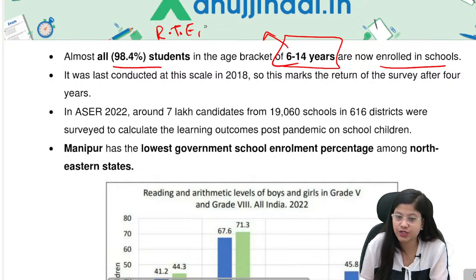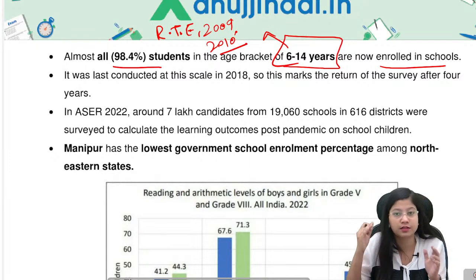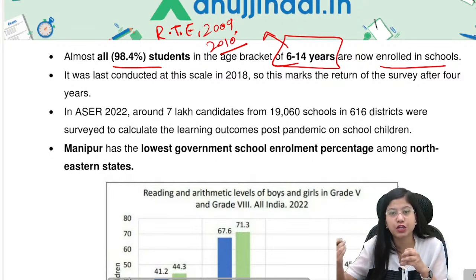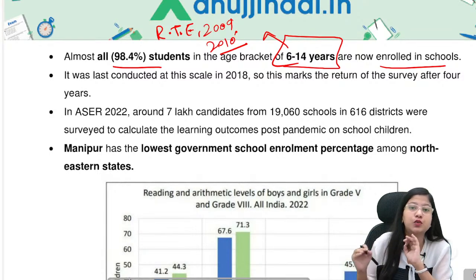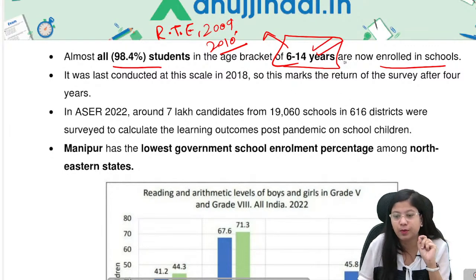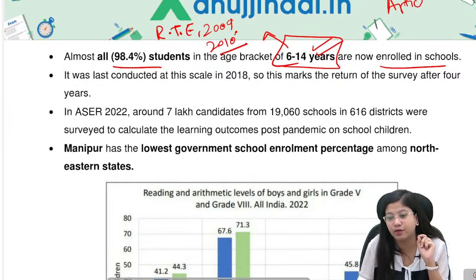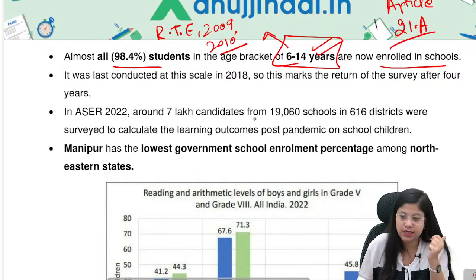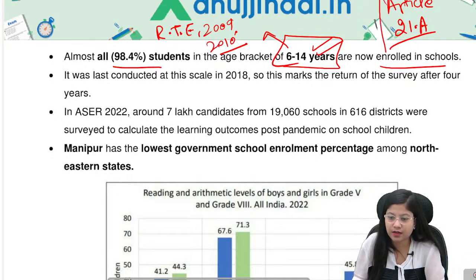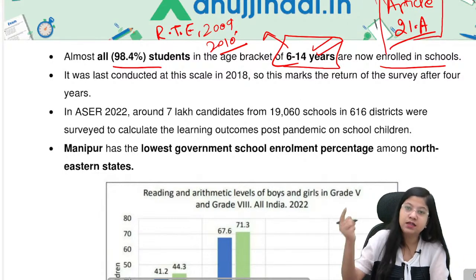So right to education was passed in 2009, enacted in 2010. On 1st April 2010 right to education was enacted, and under this, the state was put under obligation to provide free and compulsory education to all in the age bracket of 6 to 14. Okay, so this is one thing to remember. The second thing that you need to remember is the Article 21A which guarantees the right to education as a fundamental right. Okay, meaning not exactly in the sense of the other fundamental rights, but yes, it recognizes the right to education in the right to life.